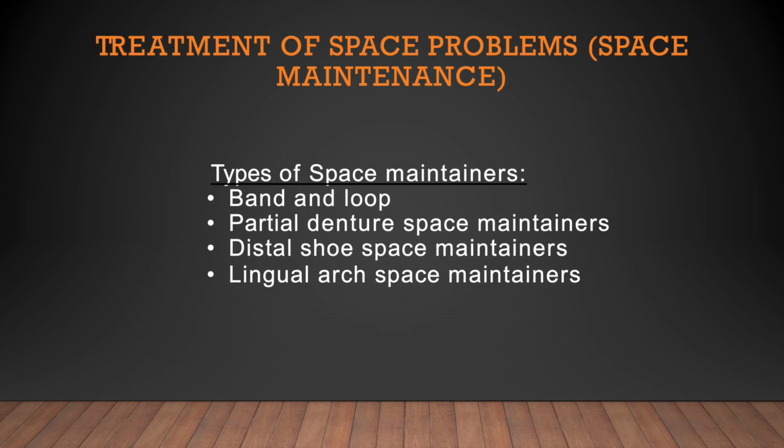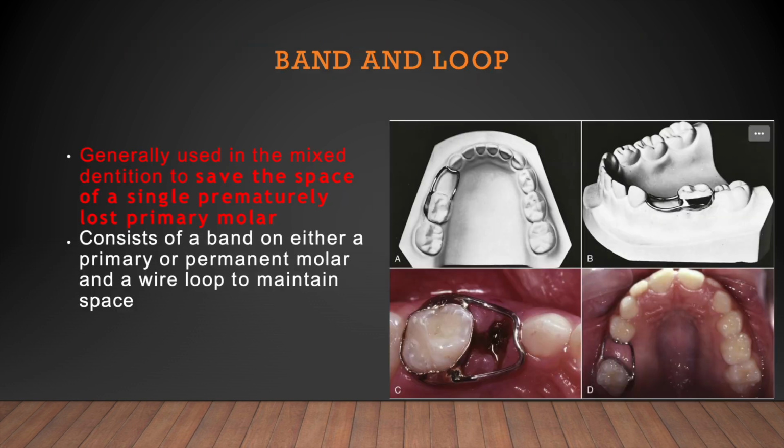Now let's talk a little bit about the types of space maintainers. We have a band and loop appliance, we have the partial denture space maintainers, and we have the distal shoe space maintainer, and then we also have a lingual arch space maintainer. Starting out with the band and loop, this is generally used in mixed dentition to save the space of a single prematurely lost primary molar. As you can see here in the pictures on the right, it consists of a band on either a primary or permanent molar and a wire loop to maintain space.